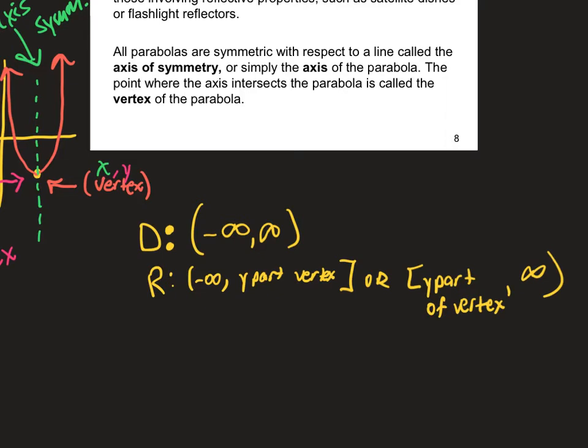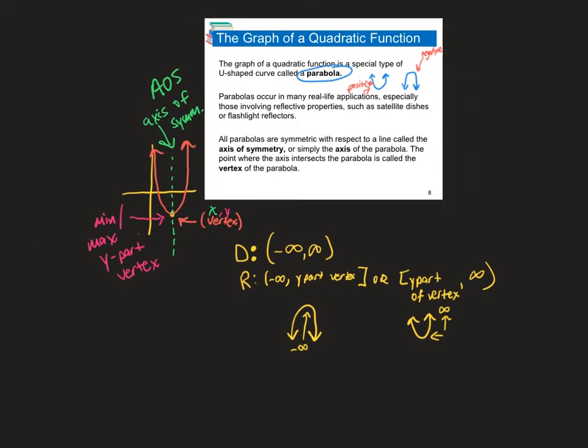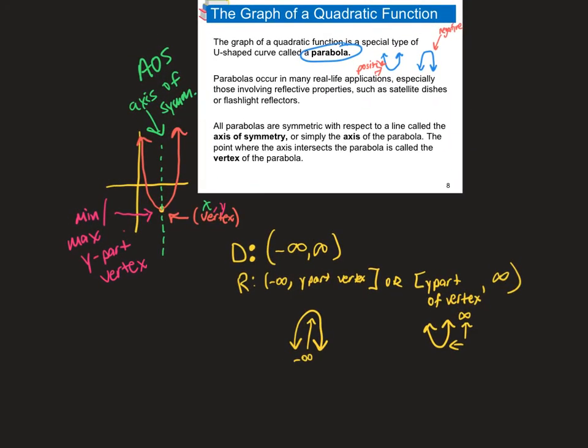You have two choices for range, guys. It's either going to be negative infinity to the y part of the vertex. That's what happens when your parabola is negative. Or it's going to be the y part of the vertex to infinity. So it just depends on the direction that your parabola is going. But you can tell all of these things just by looking at the vertex and the direction that the parabola goes.